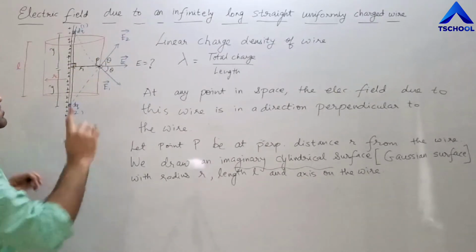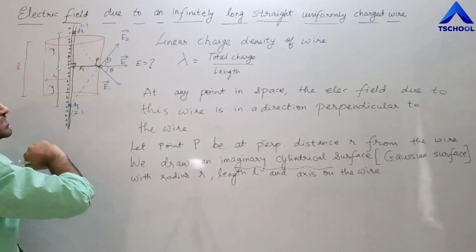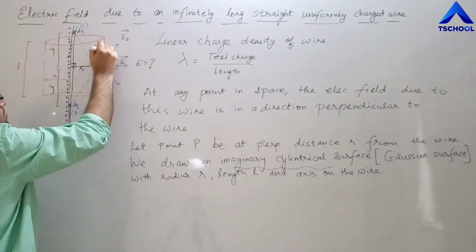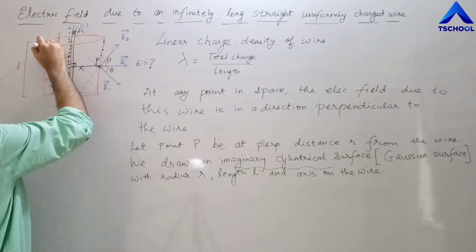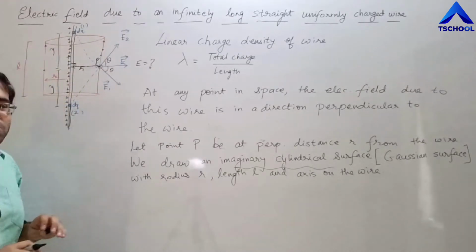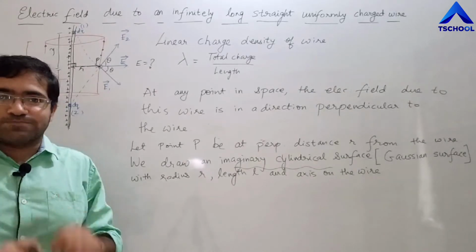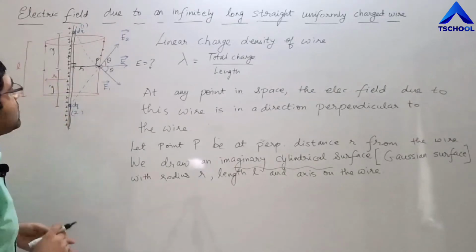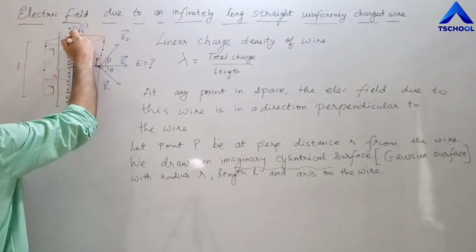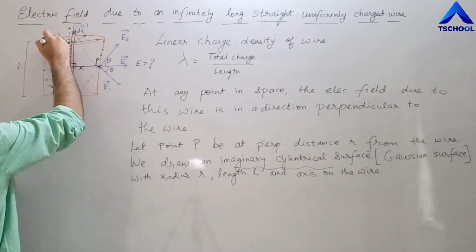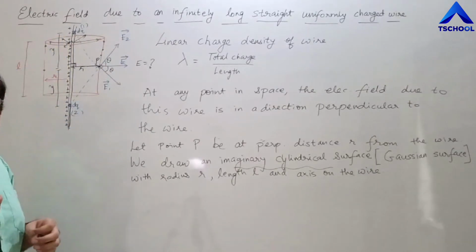Right? One more thing that I want you to understand is that the electric field at P, or maybe at this point, or at this point, or this one, is going to be equal in magnitude, right? Not in direction, only the magnitude. Because all these points that are on the surface of the cylinder are all at the same distance R.